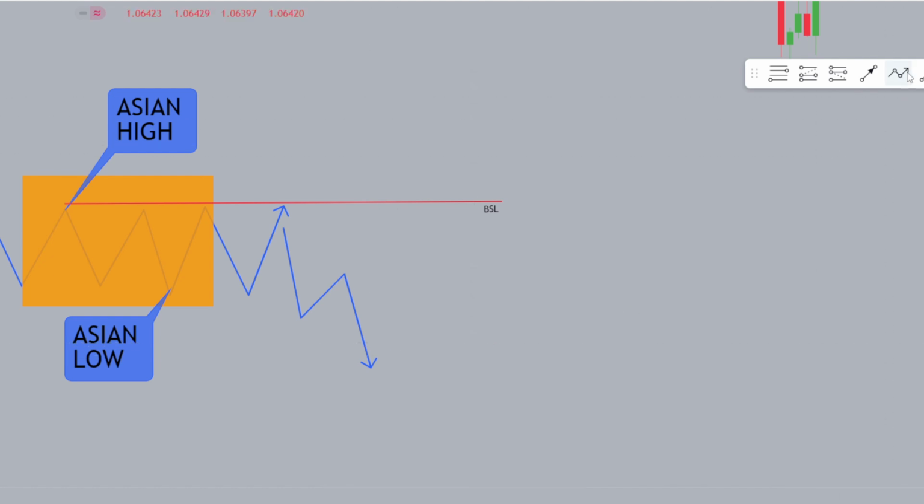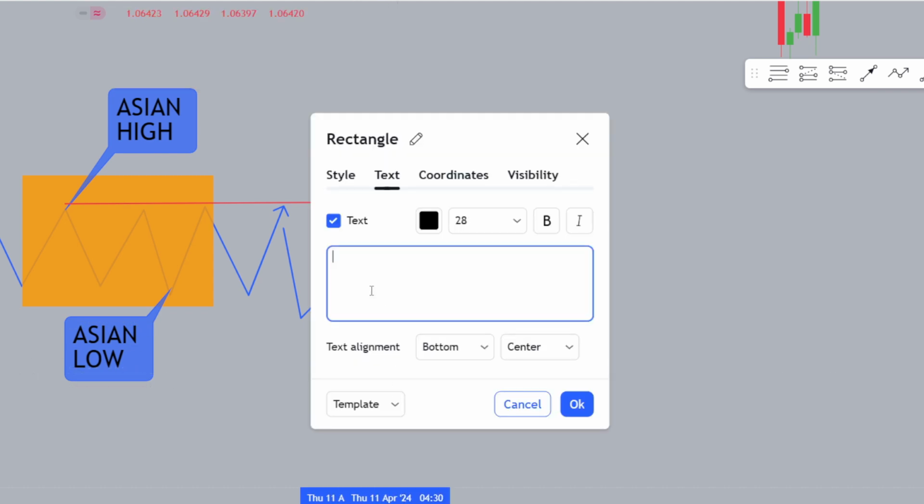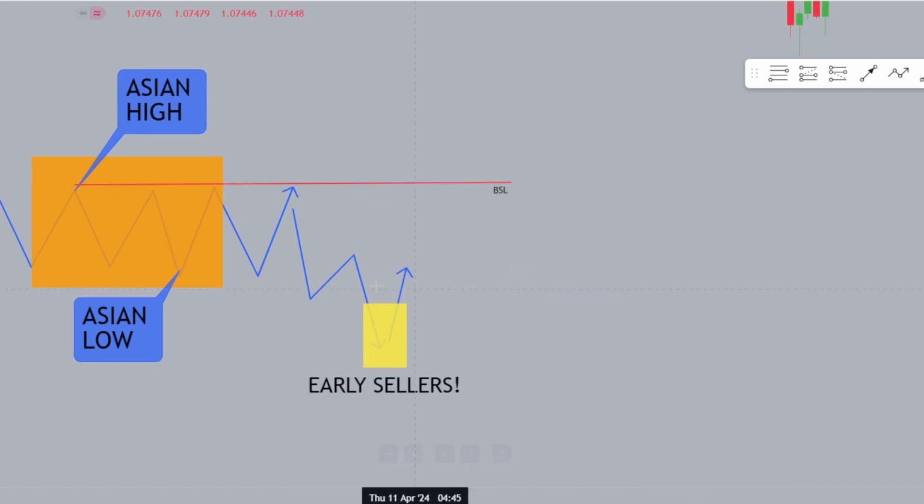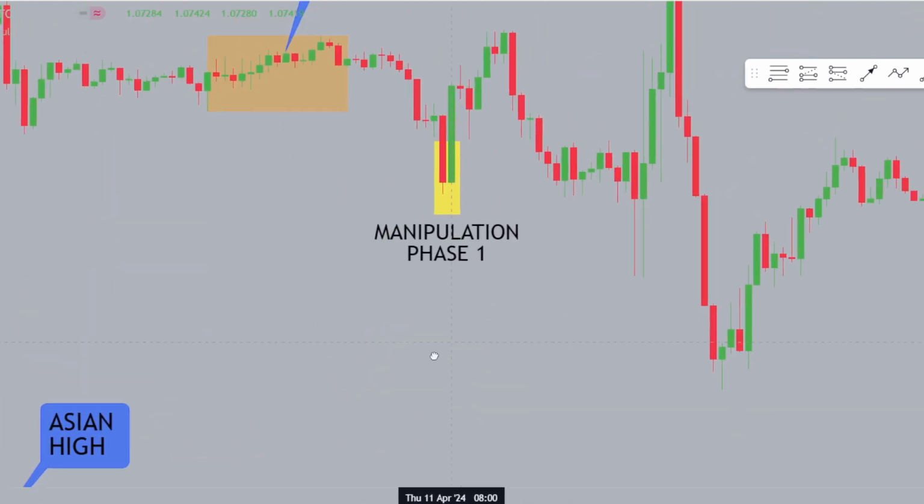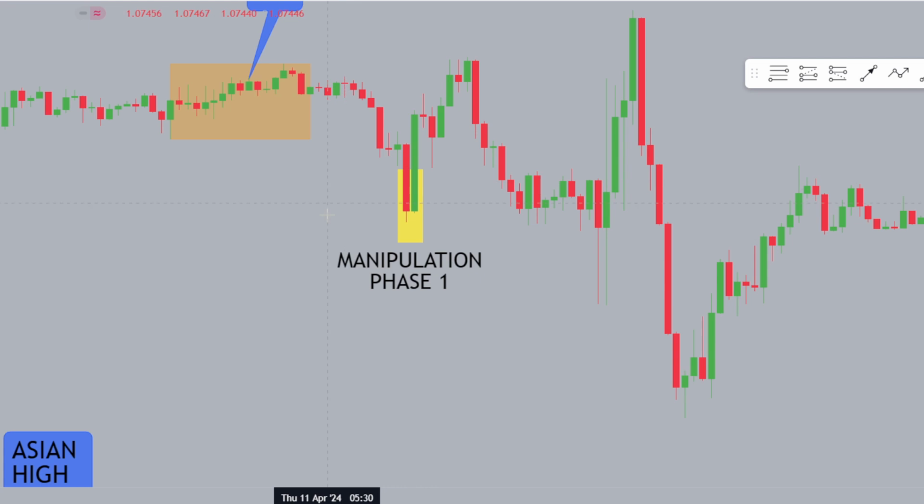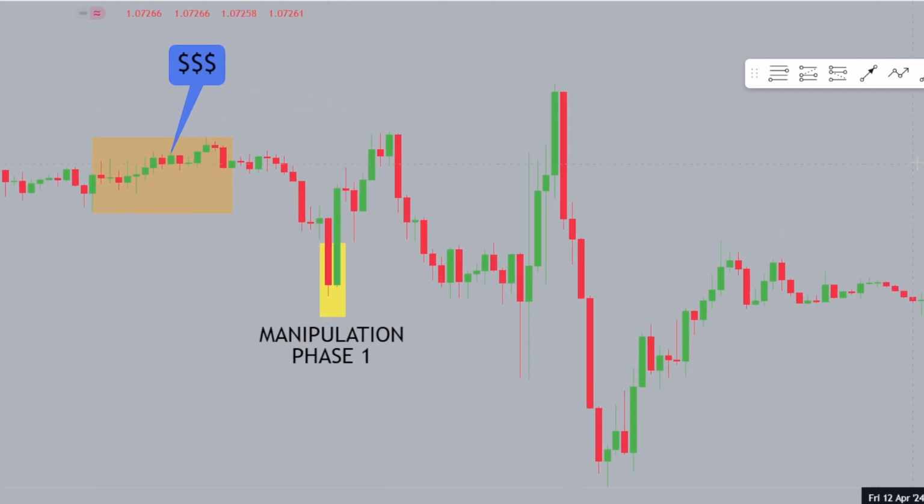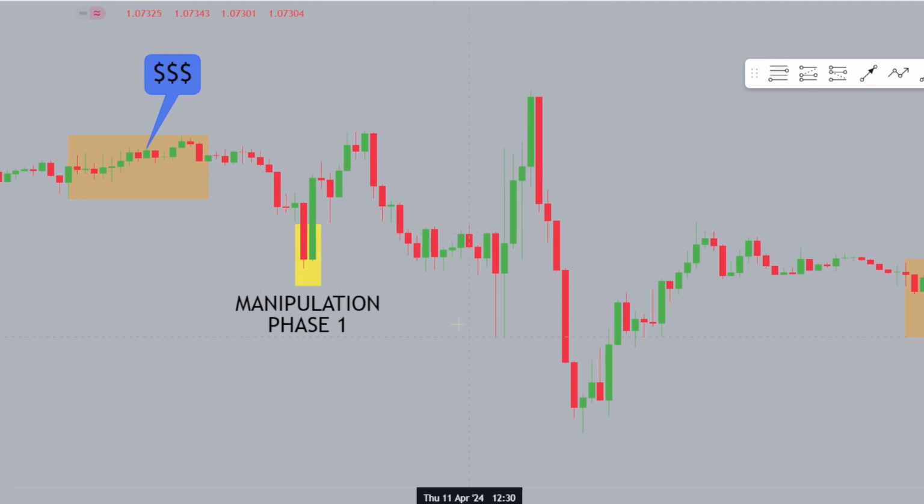The reason for it is simply because, right, this manipulation over here entices early sellers into the market, right? So this here entices early sellers. Early sellers are enticed in this region, and this is what the market achieves from what I call manipulation phase one. This is one of the entry models we teach within the community, manipulation phase one.